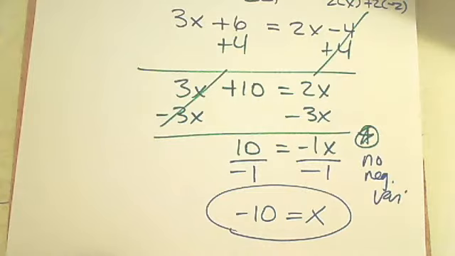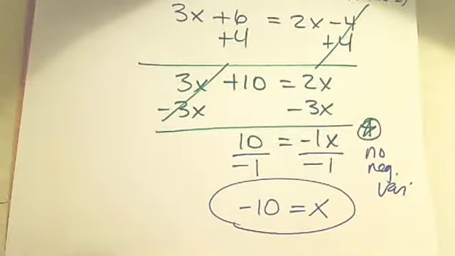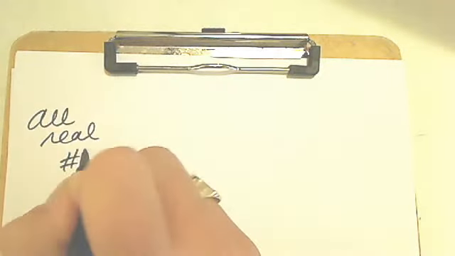Okay. Shall we keep going? Two more, and we're done. The bell's gonna ring. You might see this tonight. It's called all real numbers. You may see this tonight. I think you will see this tonight.